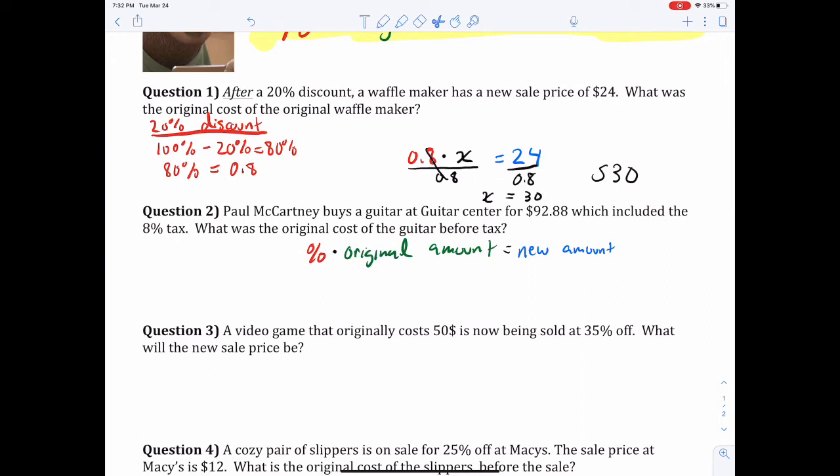So, Paul McCartney buys a guitar at Guitar Center for $92.88, which included the 8% tax. What was the original cost of the guitar before tax? So we're really looking for the original amount. $92.88 is the final amount. It's the new amount. So let's go through these same steps here. If there's an 8% tax, the tax is going to increase the price. So we're going to do 100% plus 8% equals 108%. And 108% written as a decimal is 1.08. So you're going to plug in 1.08 for our percent.